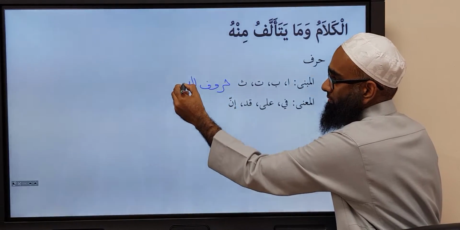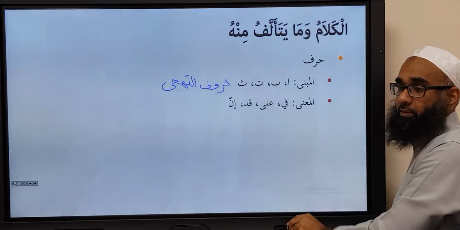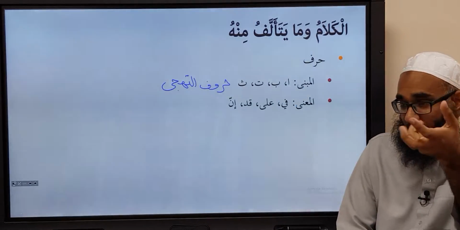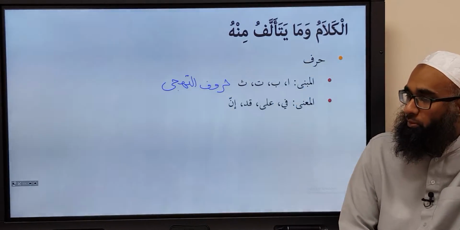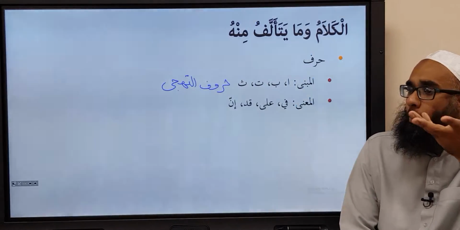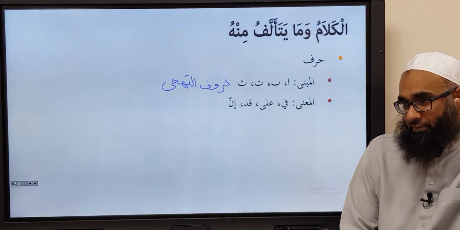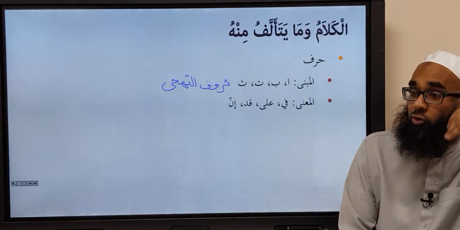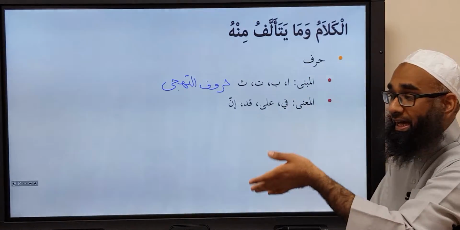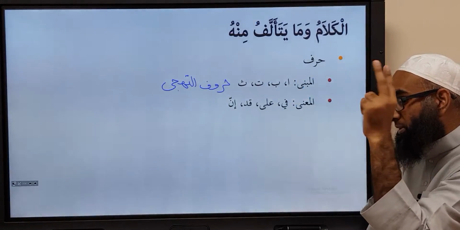What are these? The letters of the alphabet. So when you say harf, it can mean alifun, ba'un, ta'un, tha'un, jimun, ila akhirihi. Meaning the actual letter, huruf al-mabna. Mabna is like form. So the letters which form a word. That's not a part of speech. And huruf al-ma'ani are those huruf which give a meaning, like fi, ala, qad, inna. So when the word harf is used, it can have two possible meanings.